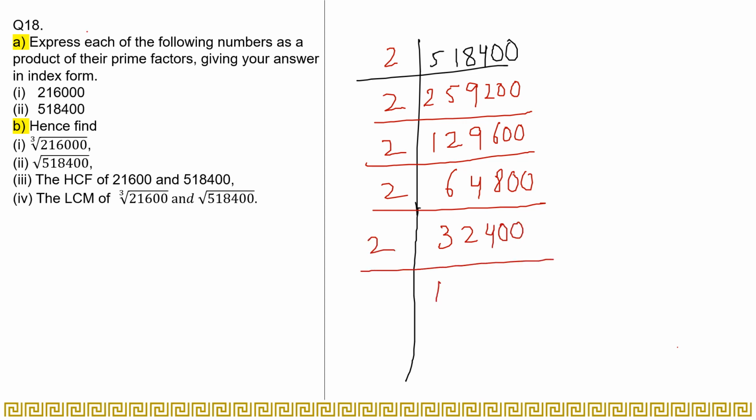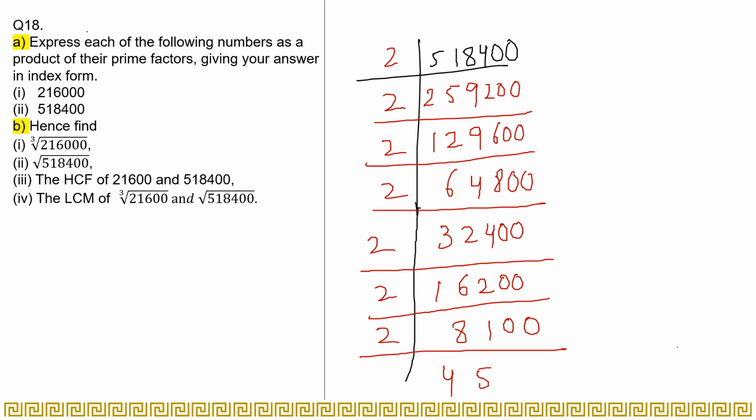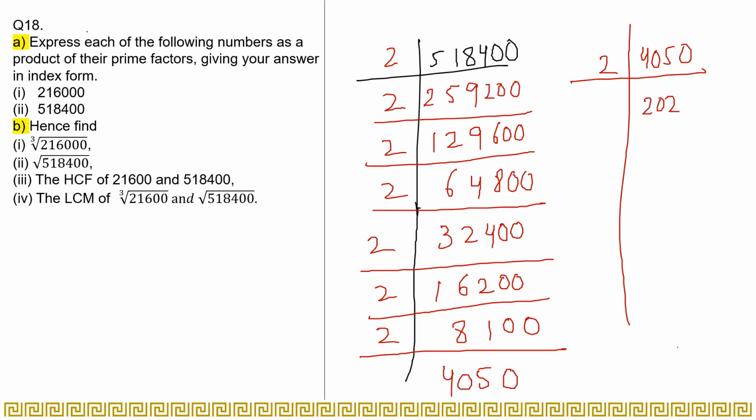1 is 2, 6 is 12, 2 is 4, and these two zeros. 8 is 16, 1 is 2, 0, 0, right? And 4 is 8, 5 is 10, and this 0. We also need a 0 here, right? And then we have 4050. 2 is 4, 0, 2 is 4, and 5 is 10.